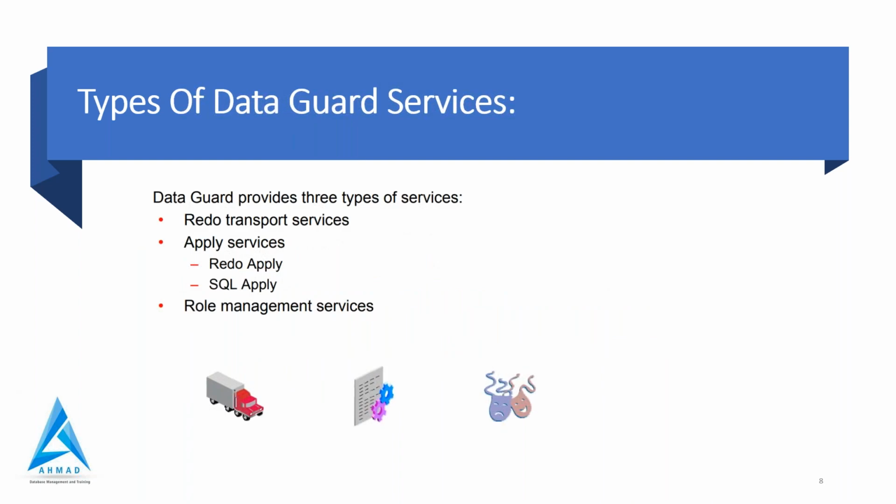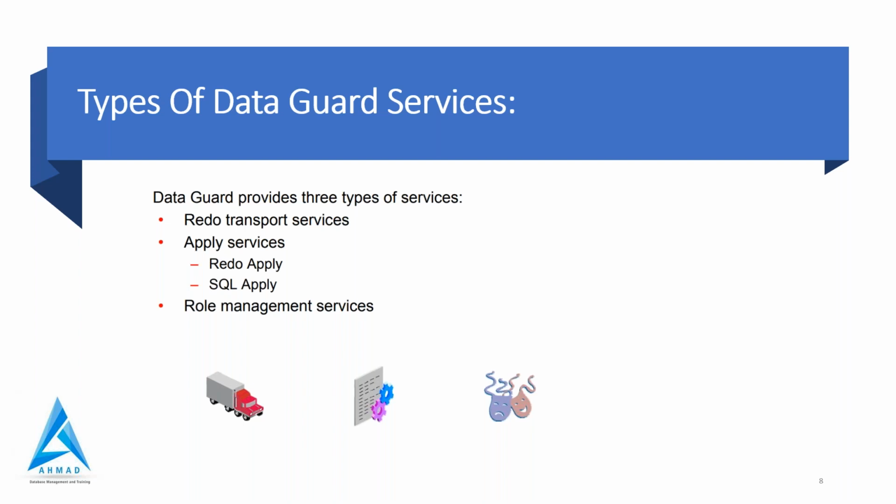Now another concept used in Data Guard is the services. Data Guard has three services. One is redo transport services, meaning how redo will be transferred from the primary database to one or more standby databases or archival destinations. The second is apply services, meaning how redo will be applied, whether through the redo apply concept or through the SQL apply concept.